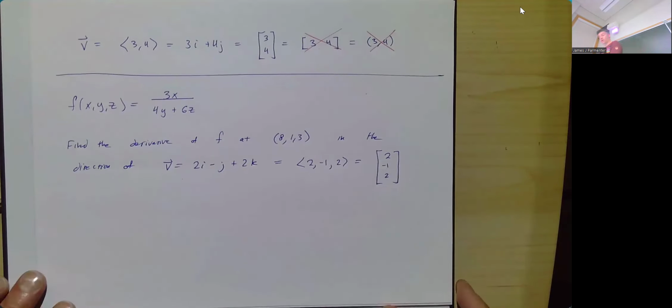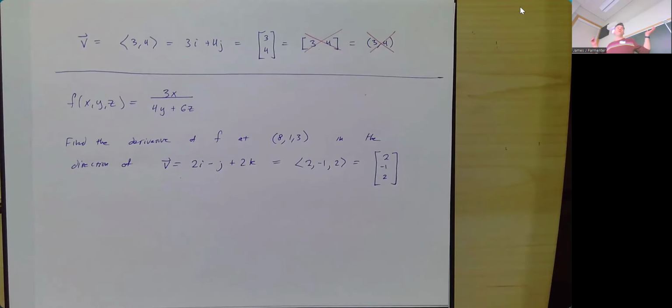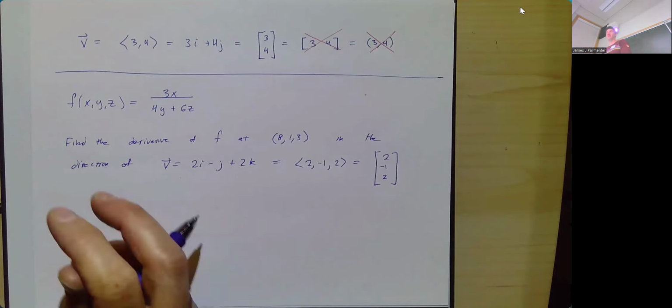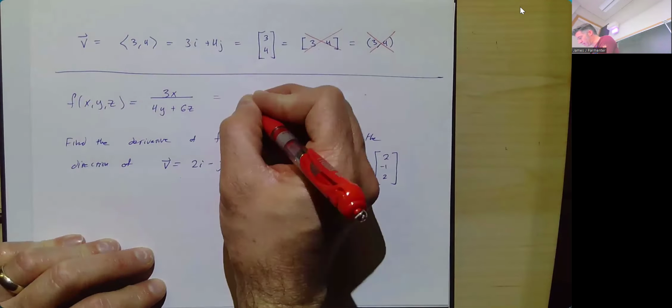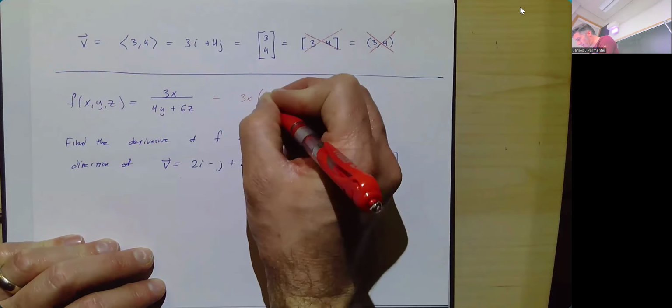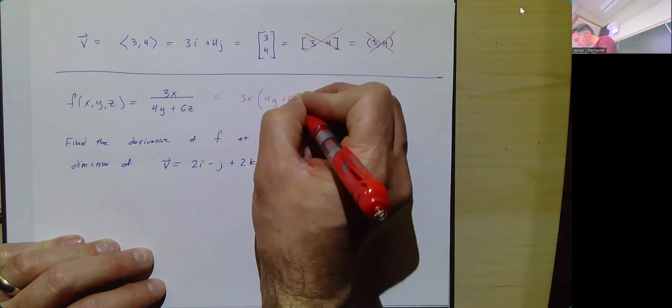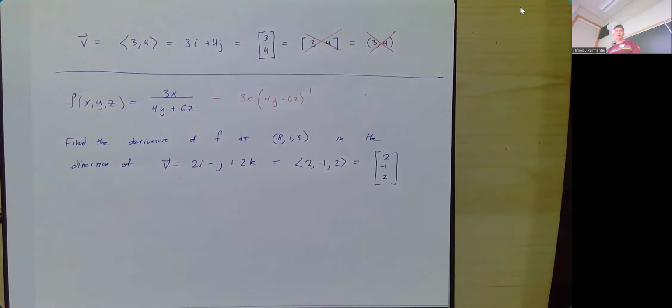So it's the usual calculation, whether it's a function of 2 variables or 3 variables or however many variables. It's always just going to be the gradient at the point dotted with the unit vector in the direction we're going. So the gradient is going to be kind of gross here. I might choose to write my function as 3x times 4y plus 6z to the negative first, so that it's slightly easier to take my partial derivatives.